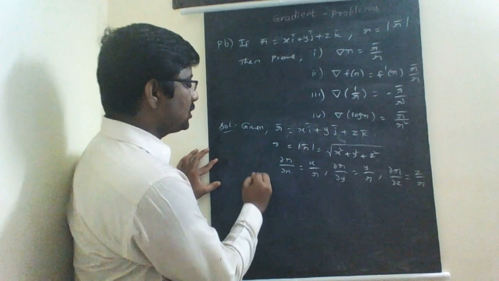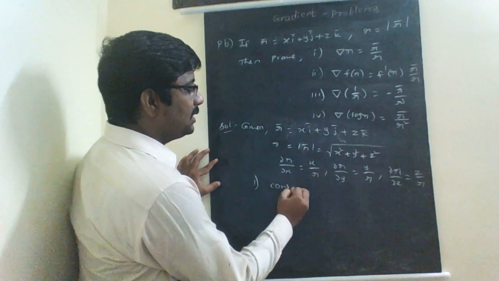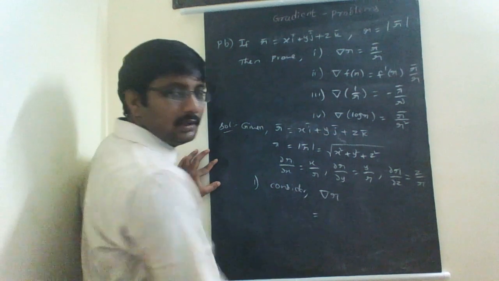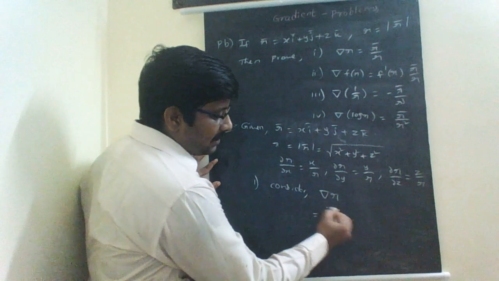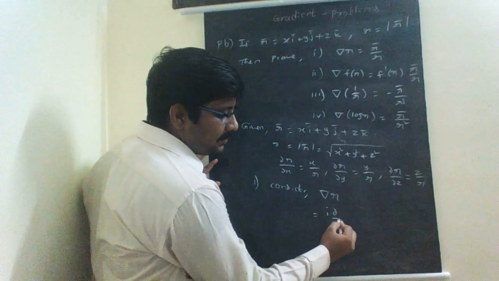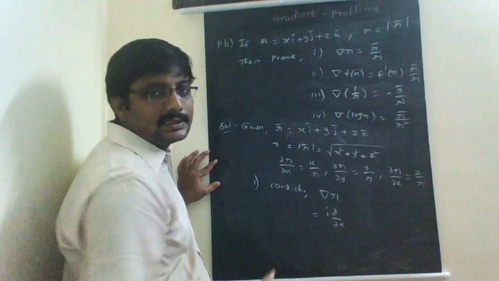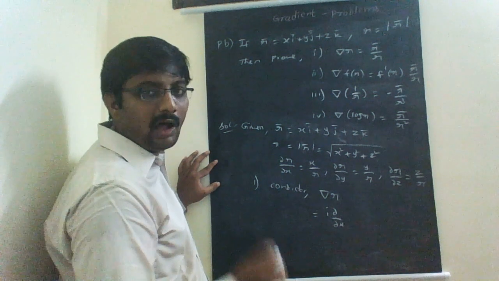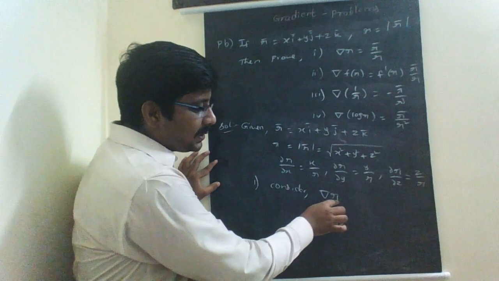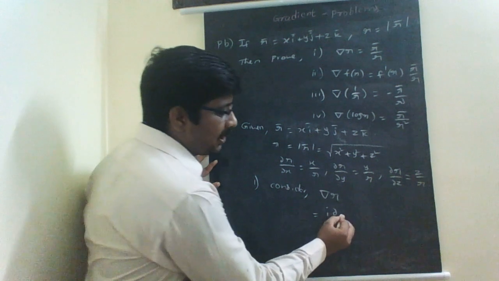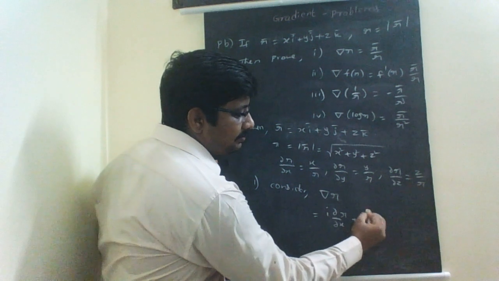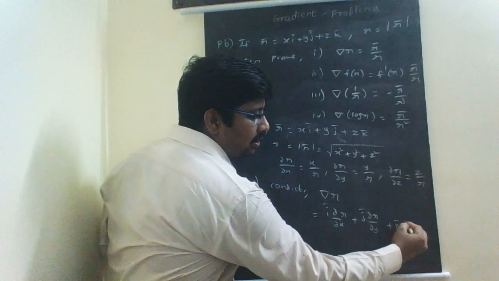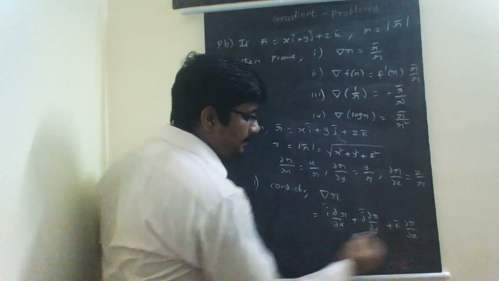Now coming to the first statement. For the first statement, consider the left hand side. The left hand side is del r. But what is the formula for del r? The del formula is i dou by dou x plus j dou by dou y plus k dou by dou z, operating each term on this r. So we will get i dou r by dou x plus j dou r by dou y plus k bar dou r by dou z.